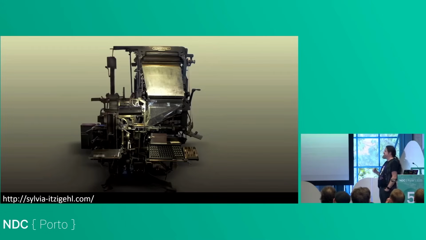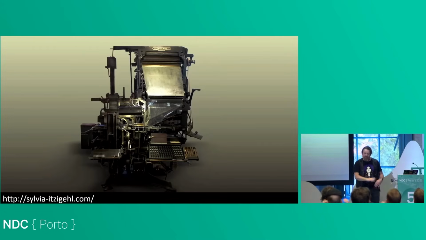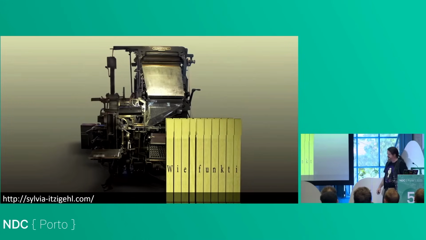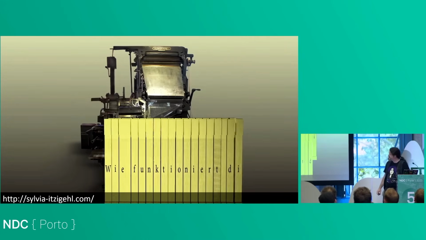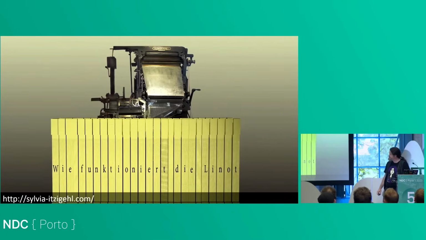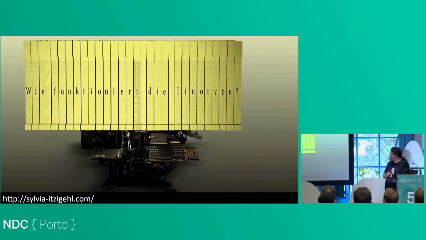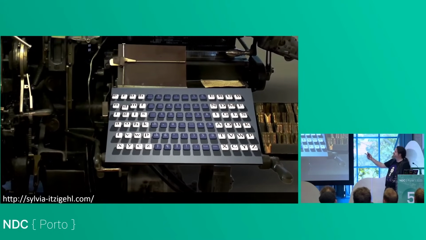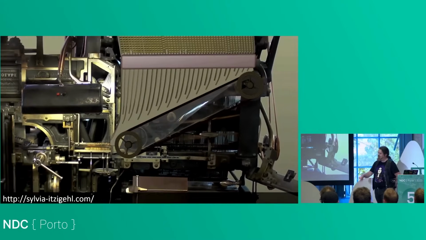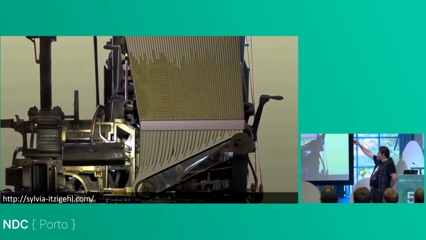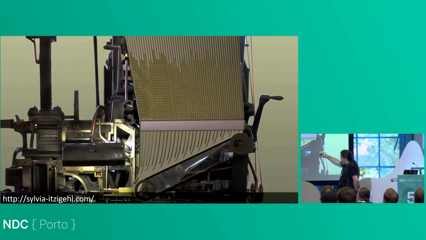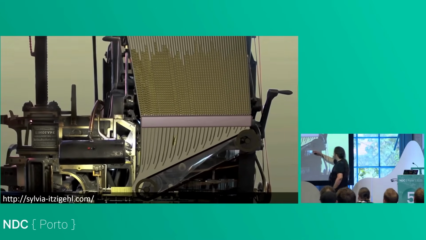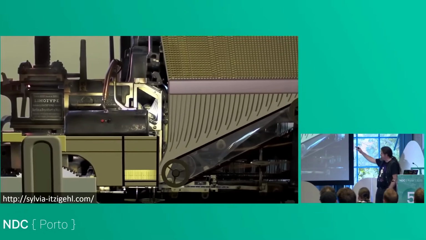Now, there is a wonderful visualization. Sylvia Itzigel created this for a museum in Hamburg. And this is how the linotype machine works. You've got your keyboard across the bottom here. So you punch a bunch of keys on the keyboard, and every key you punch, one of those matrices drops down out of this magazine, down one of these little channels.